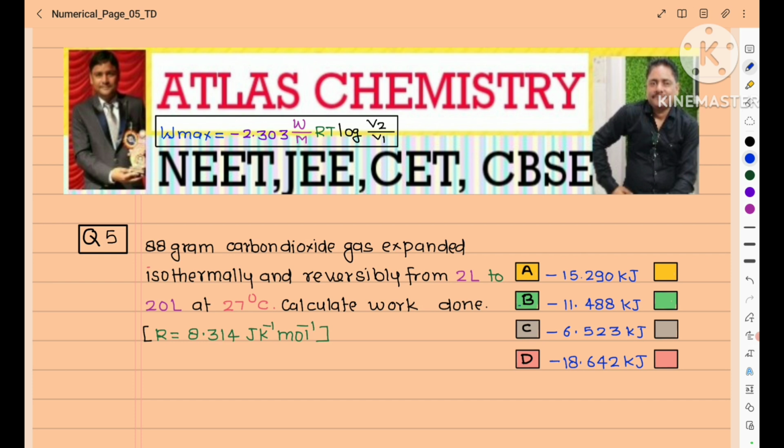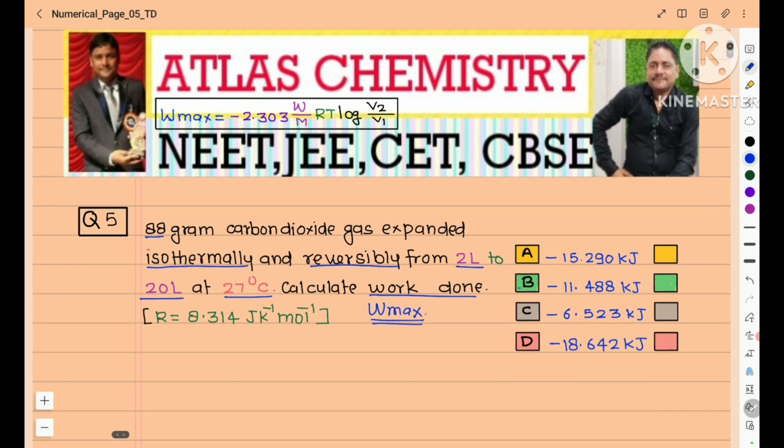ये न्यूमेरिकल सेगमेंट का फिफ्थ क्वेश्चन है जो मैंने थर्मोडायनेमिक्स से लिया हुआ है। क्वेश्चन है कि 88 ग्राम कार्बन डाइऑक्साइड गैस expanded isothermally and reversibly from a volume of 2 liter to 20 liter at a temperature of 27 degrees Celsius. Calculate the work done. So when the condition is isothermally and reversibly and they say to calculate work done, it means they are asking about W max.